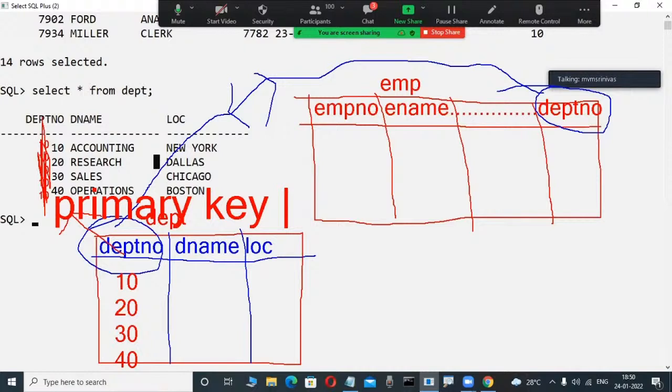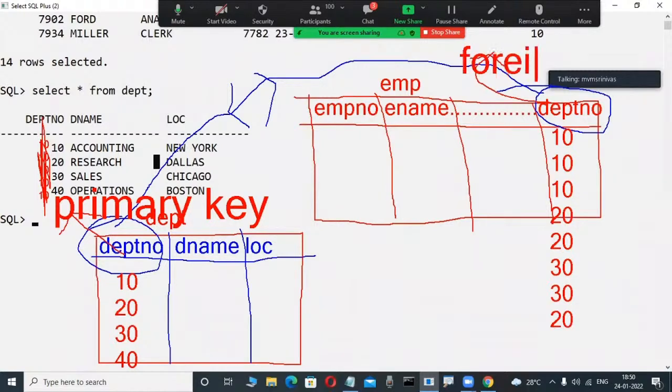Observe here. Unfortunately, in the EMP table, department number is not like that. Duplicate data is there: 10, again 10, again 10, again 20, again 20, again 30, again 30, again 20, like this. That's why whenever duplicate data is there in a common column, this column is called a foreign key. We will define foreign keys, don't worry. Foreign keys, primary keys, check, unique, these types are called constraints, and we are learning them in our course.